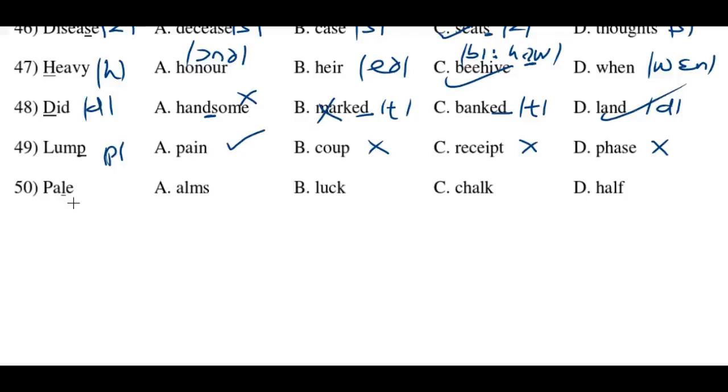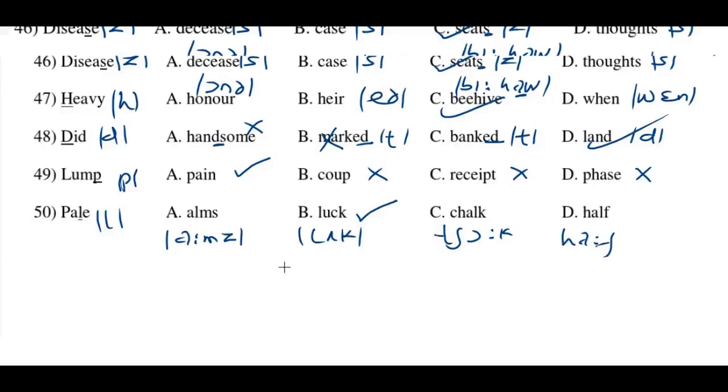50. Pale. In option A, this is arms. L is silent. In option B, we have luck. L is pronounced. In option C, this is chalk. In option D, this is half. So the only one where we have L is luck. If you have any questions, you can drop them in the comment section.